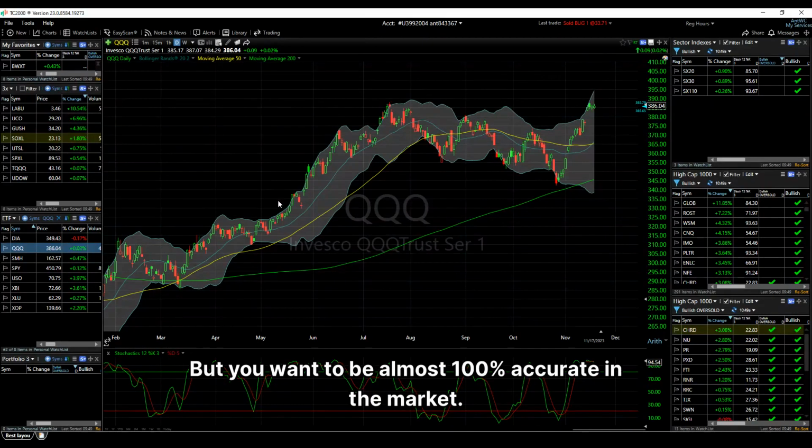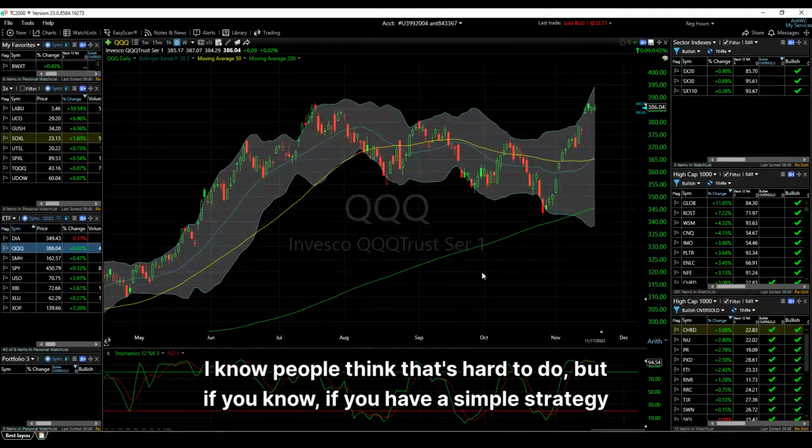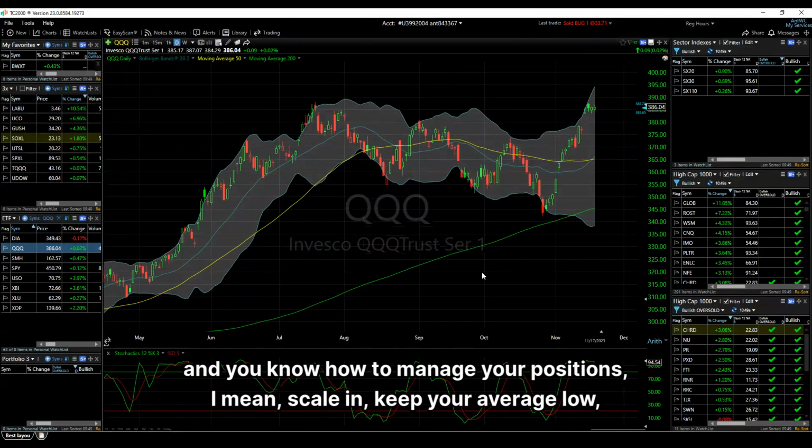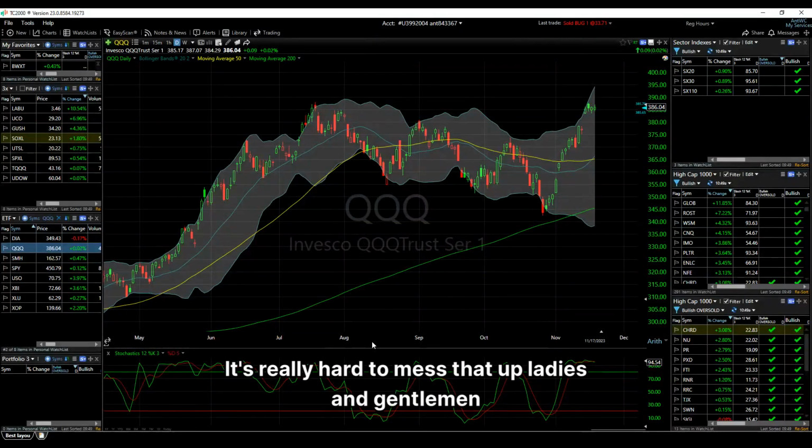But you want to be almost 100% accurate in the market. I know people think that's hard to do, but if you have a simple strategy and you know how to manage your position, scale in, keep your average low, and you make a good strategic tactical entry on a bullish chart, it's really hard to mess that up, ladies and gentlemen.